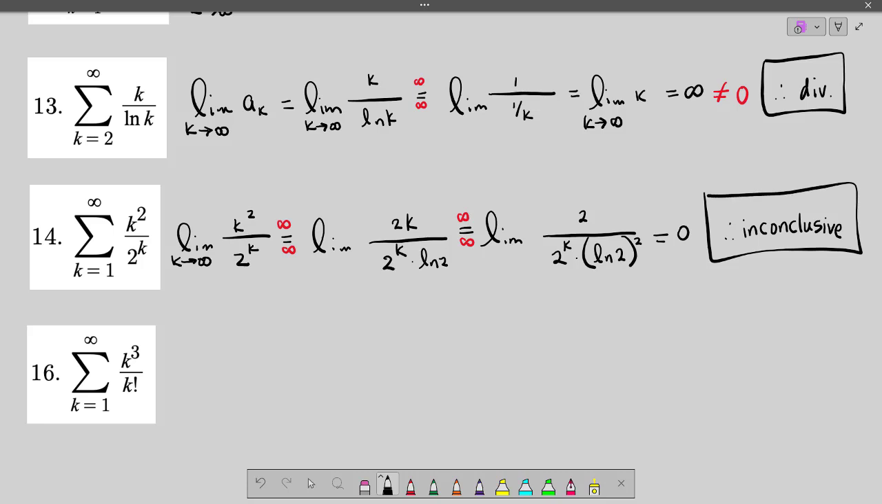So the divergence test tells us do more work. That's what it's telling us. Do more work.